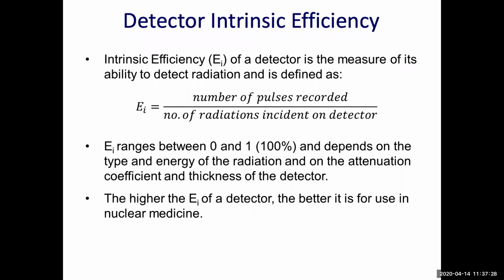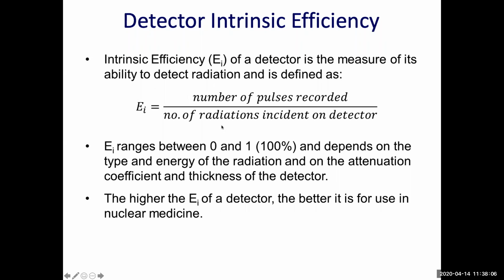The intrinsic efficiency or sensitivity of a detector is a measure of its ability to detect radiation and is defined as the ratio between the number of pulses recorded and the number of radiations incident on the detector. Not all radiation incident on the detector will be recorded or registered. So the ratio between the number of pulses recorded and the total number of radiations incident on the detector gives us the efficiency of that detector.